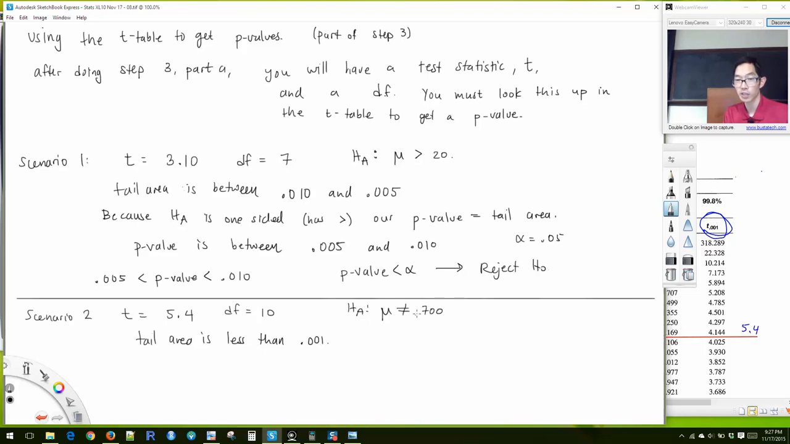All right, let's look at my alternative hypothesis. I've got a not equal sign. So what does that mean? It's two-sided, so I have to double my tail area for my p-value. So p-value is equal to two times the tail area, because the alternative has a not equal sign. Okay? So what does this mean? My p-value is then what? I don't have an exact value, but I do know that my p-value is less than 0.002, 0.001 times 2. So I know my p-value is less than 0.002. Whoa.